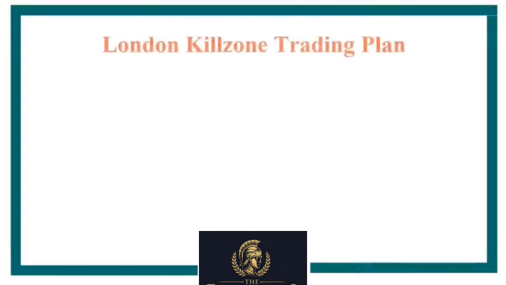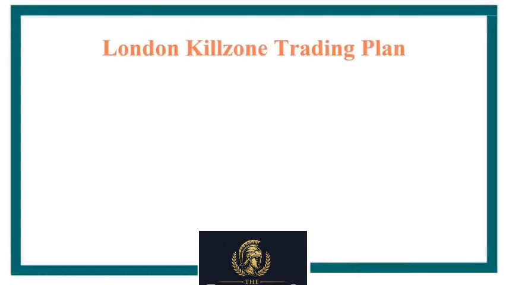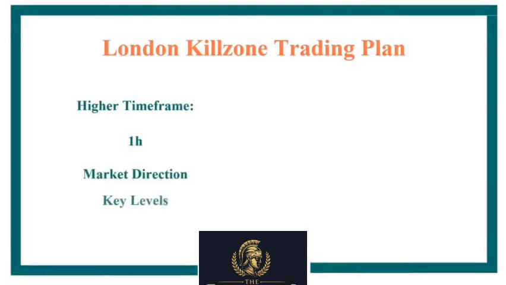Now let me explain to you step by step what we are looking for when the London kill zone begins. First of all, we will start the technical analysis with the 1 hour chart. In this time frame, first, we will identify the market direction, since we want to trade with the dominant trend. Then we will point out the key levels and important swings that might reject the price. You can also do a top-down analysis to see an even bigger picture.